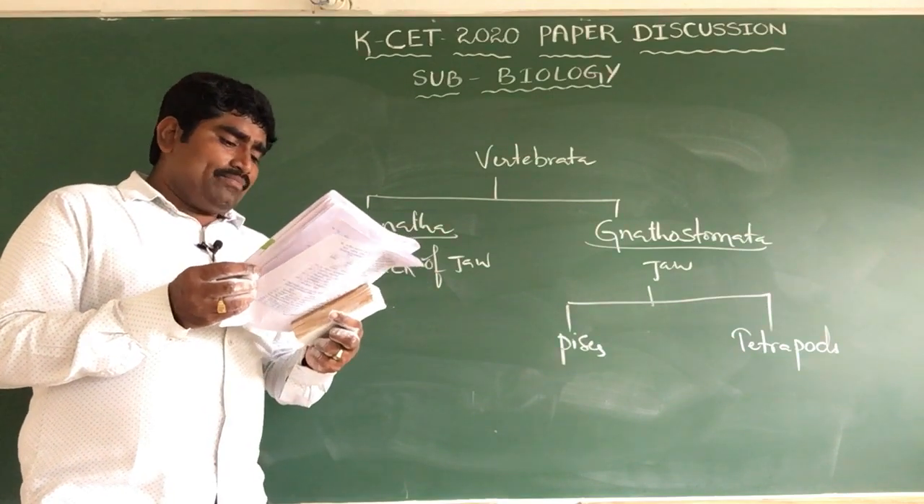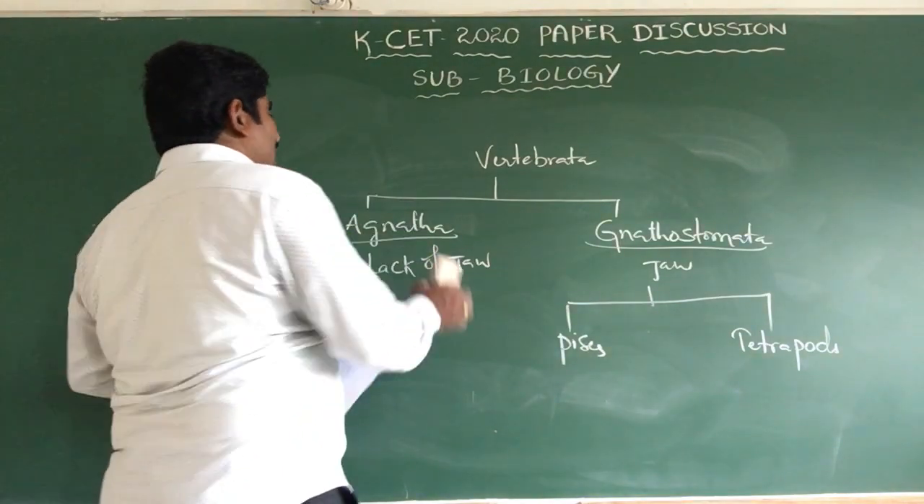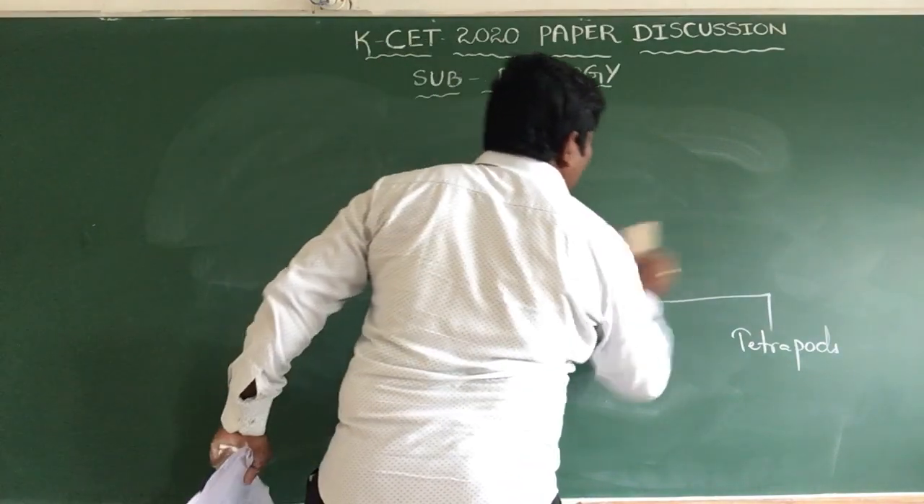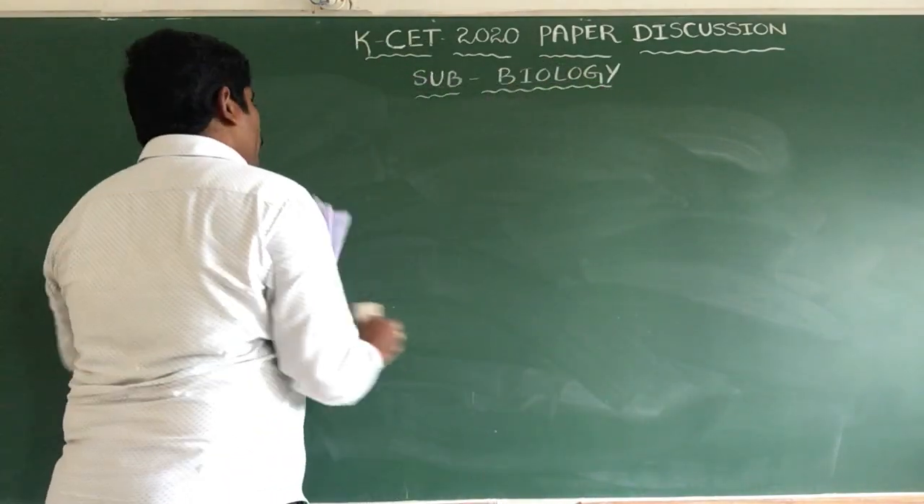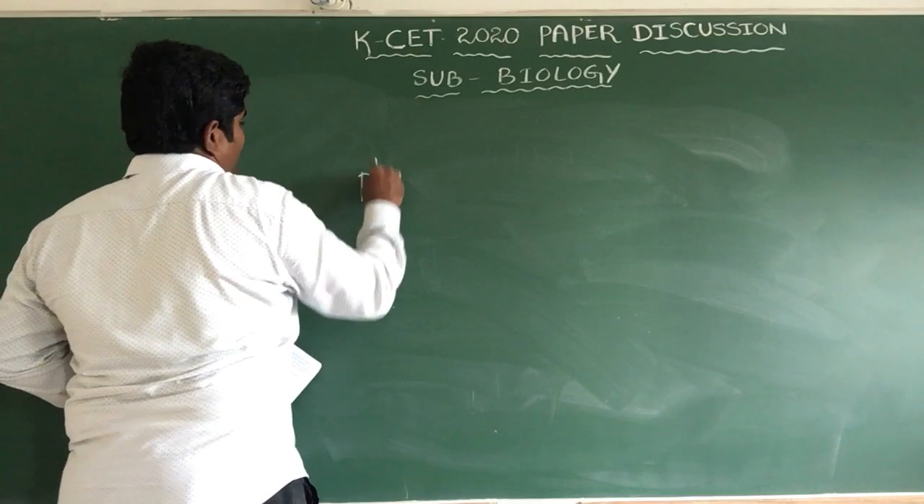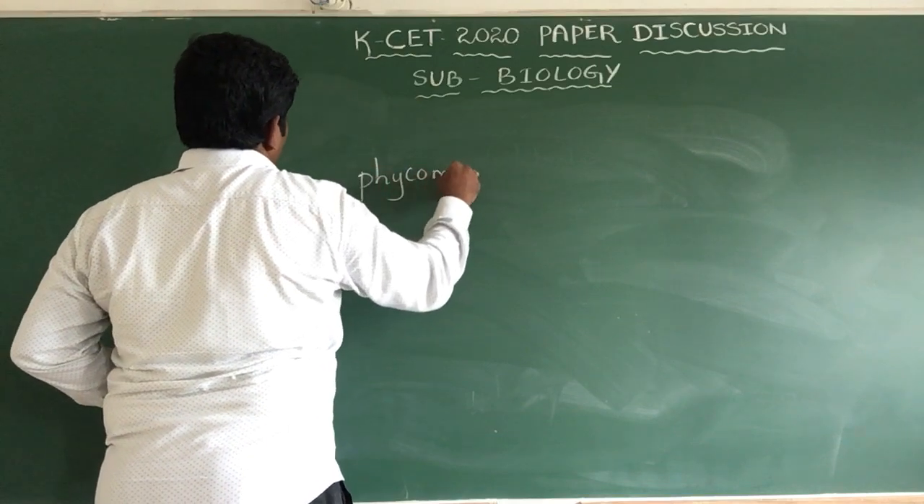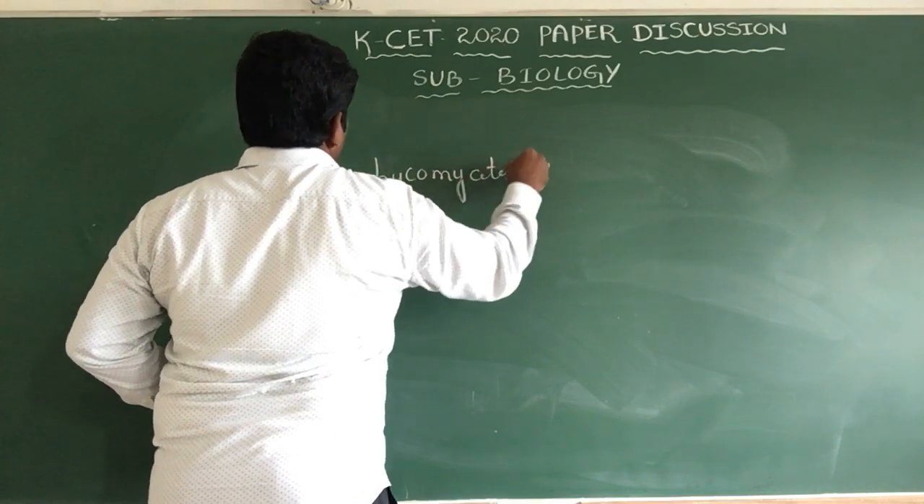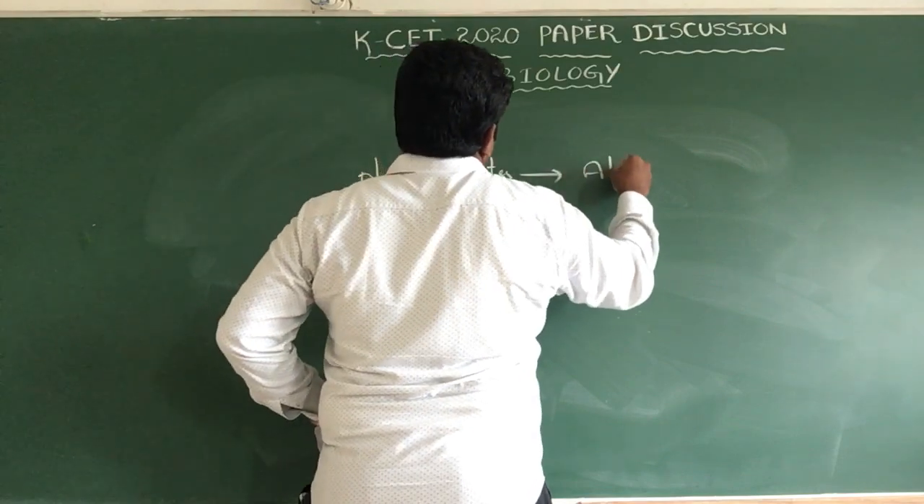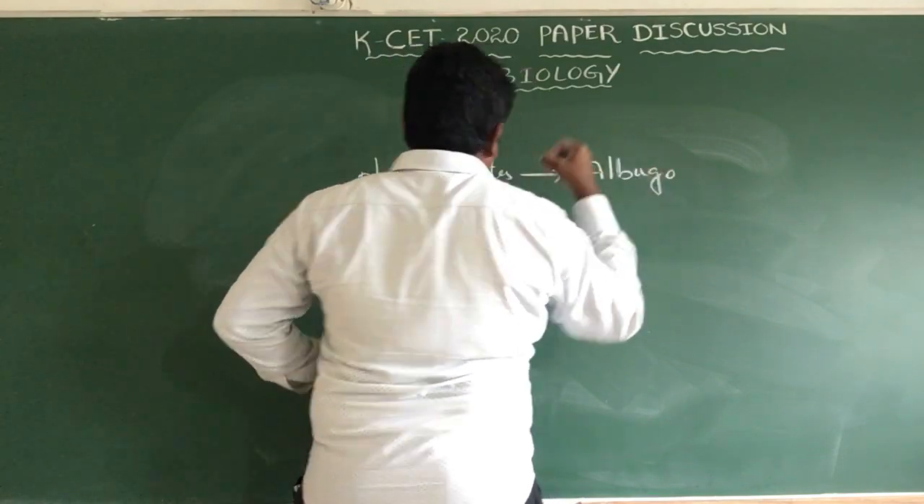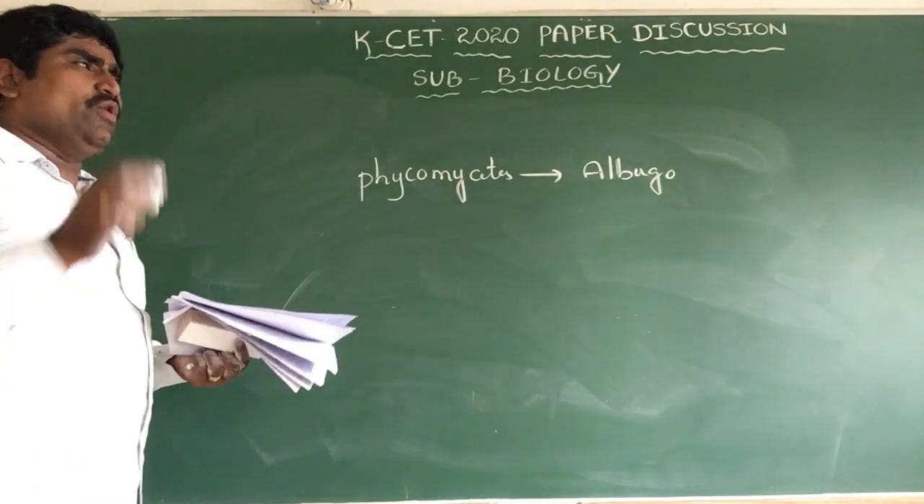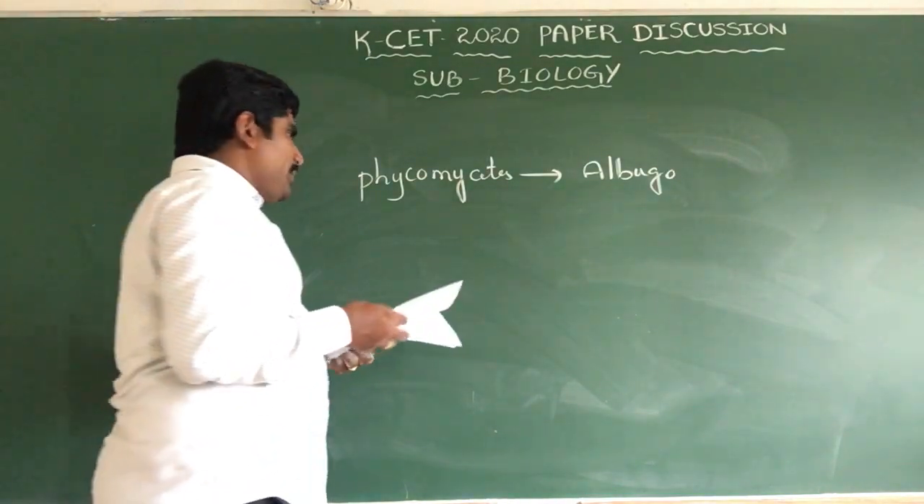Match the following: Phycomycetes. Phycomycetes are also known as algal fungi, examples are Albugo, Mucor and Rhizopus.